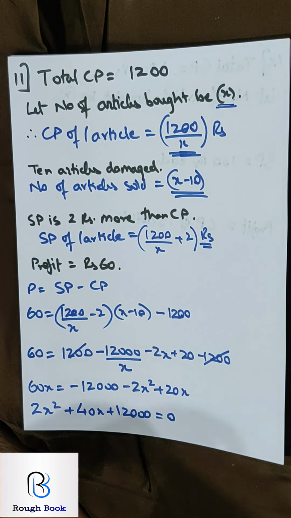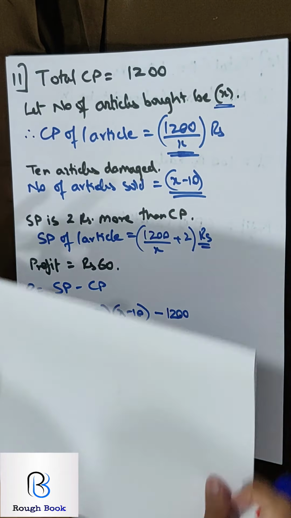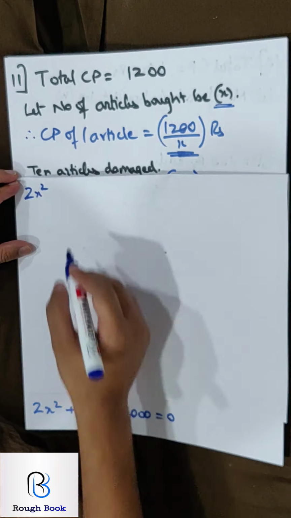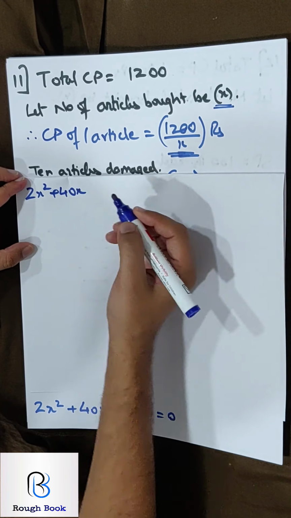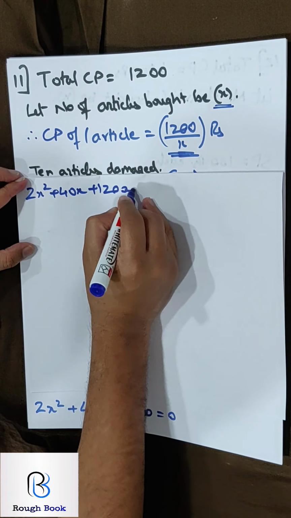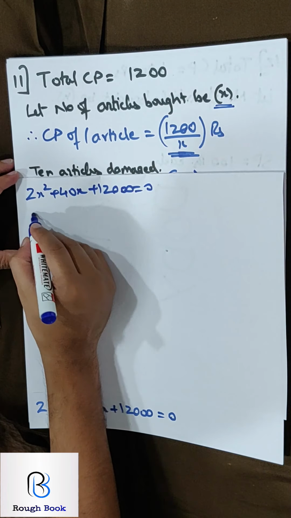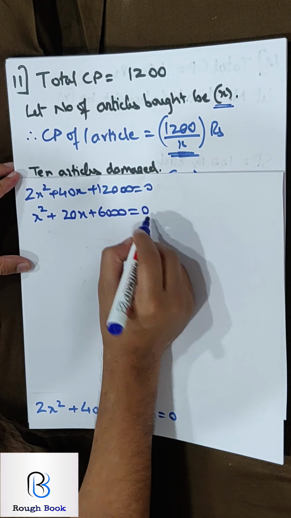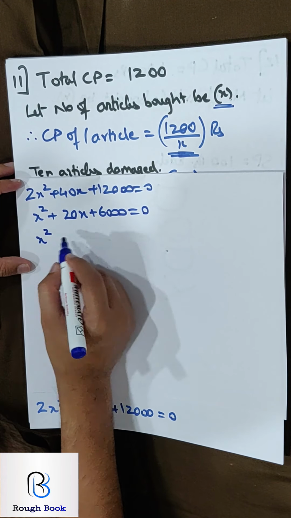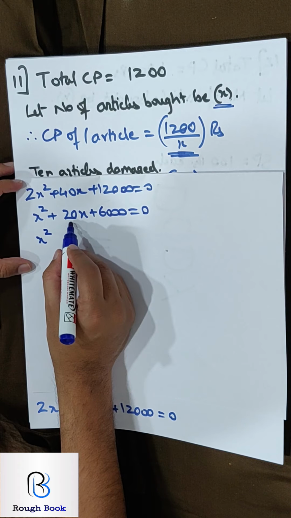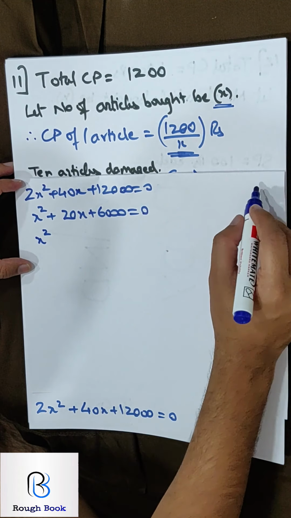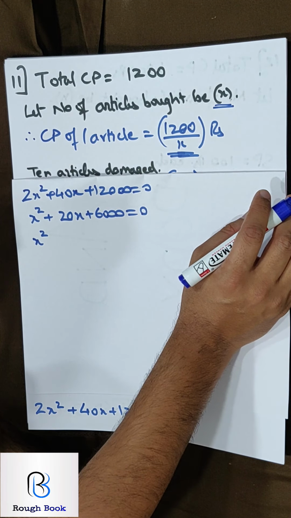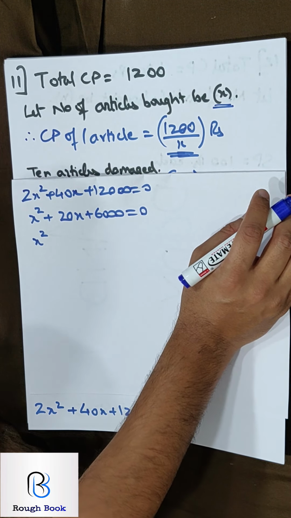Let's take it forward now from here. So we will need some more space in order to solve this further. So if I take this further, it is going to be 2x square plus 40x plus 12,000 equals 0. So dividing by 2, x square plus 20x plus 6,000. So splitting the middle term, for 6,000 to get 20, we'll have to think on this one. 6,000 for 20. Anyone managed to get this already?